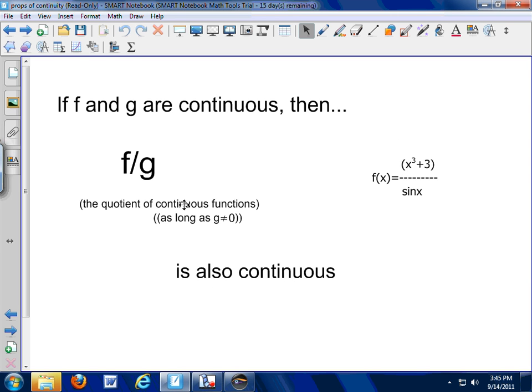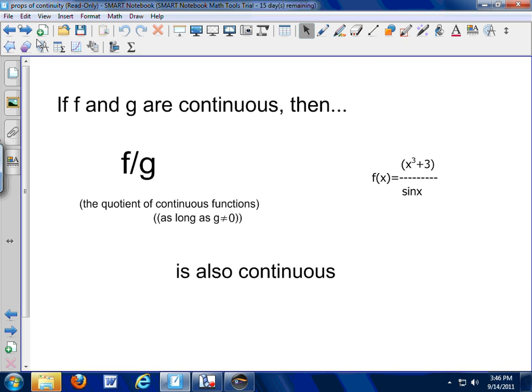So this is the one where we had some issues, some places where we said, oh, it's continuous except when. So the last one was x cubed plus 3 over the sine of x, and for that particular one, whenever the sine of x went to be 0, this wasn't continuous. Okay, so quotients of continuous functions are continuous as long as my denominator doesn't equal 0. Okay? We looked at 3 over x as another possibility on that sheet.